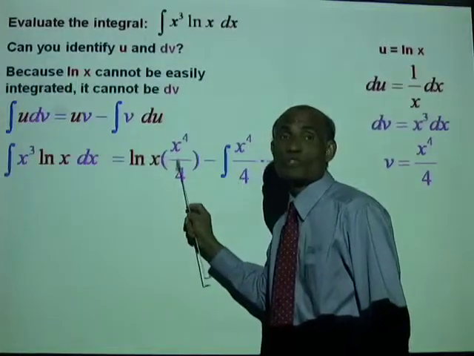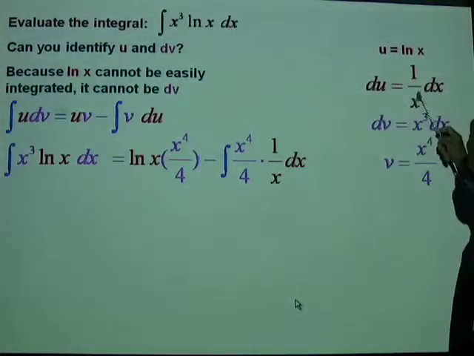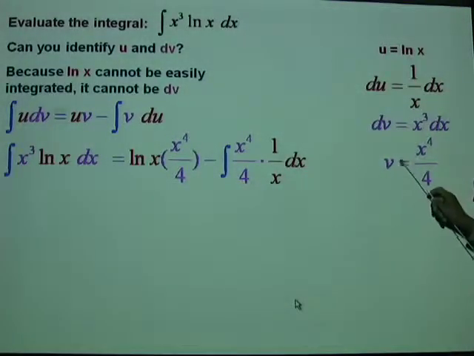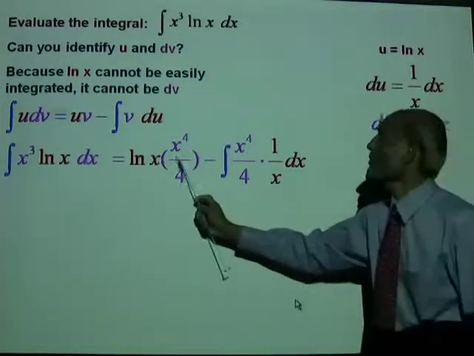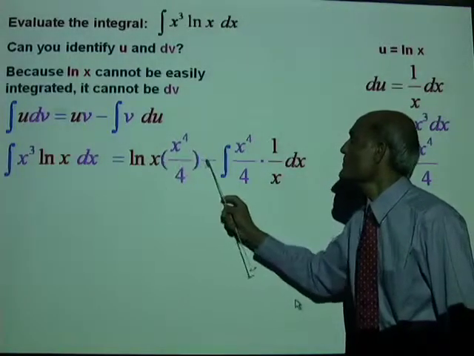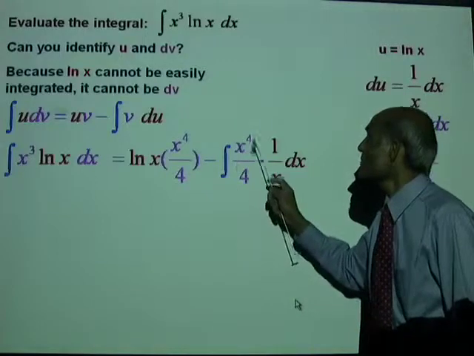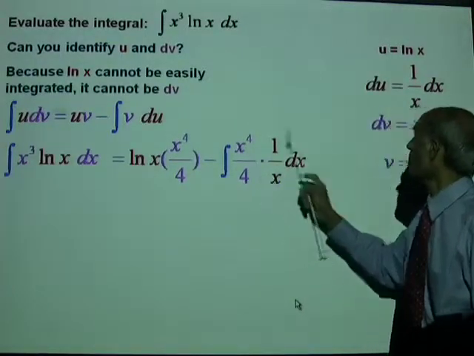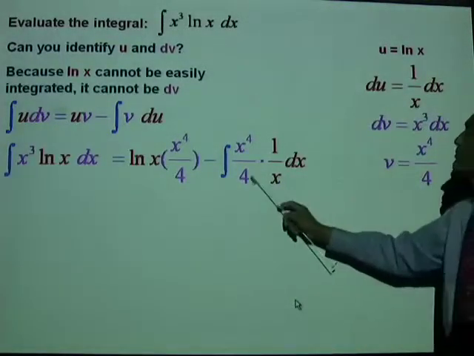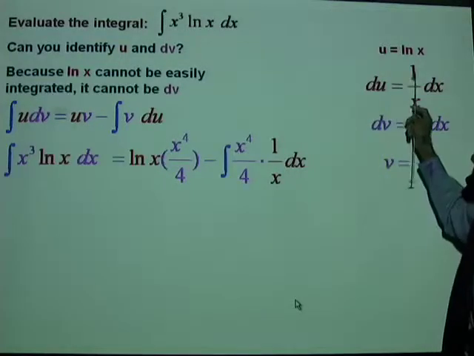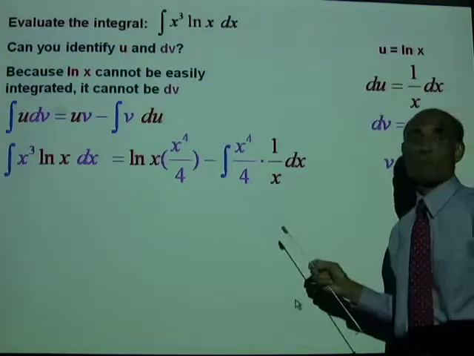So u times v, u is ln x, v is x to the power of 4 over 4. uv minus integral v du. v is x to the power of 4 over 4 and du is 1 over x dx.